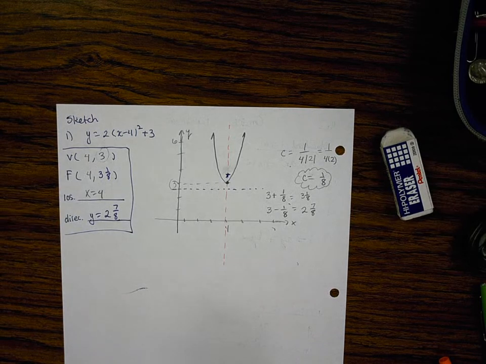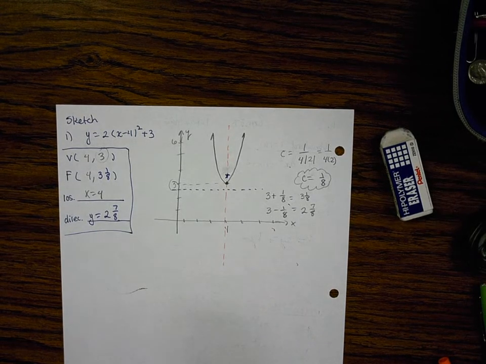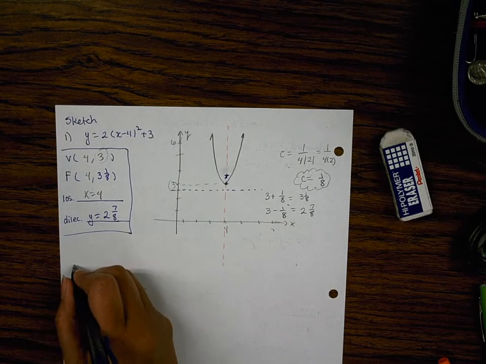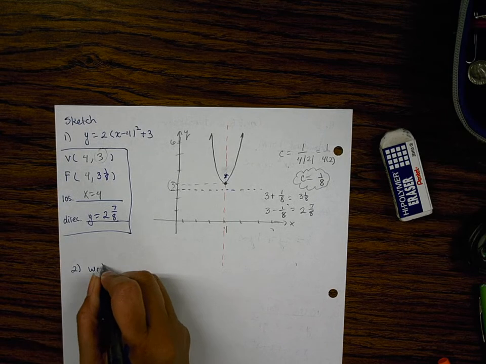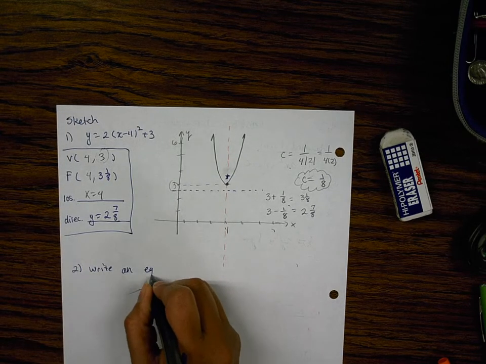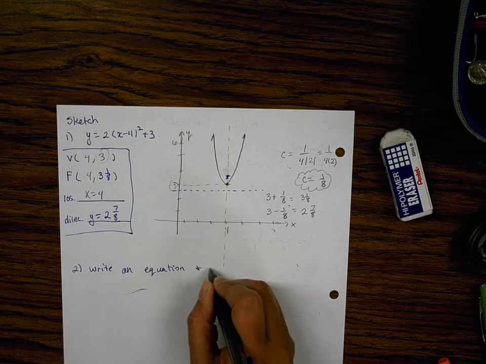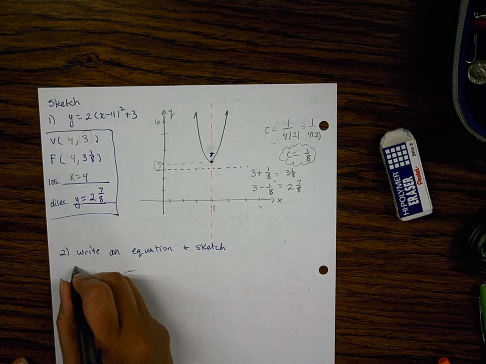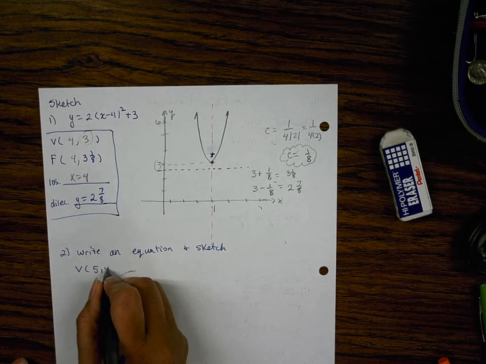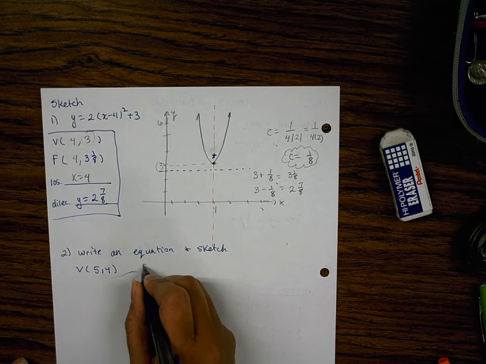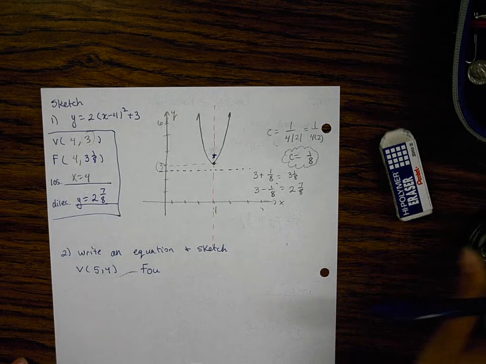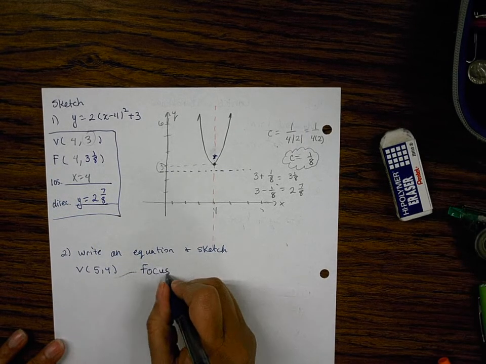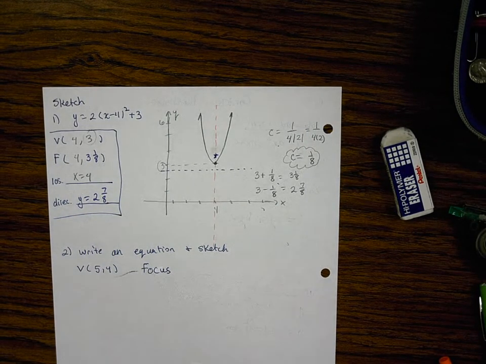Okay, next piece we're going to do is working backwards. Write an equation and sketch. Okay, I'm going to give you information. We're going to work backwards. V for vertex is 5 comma 4, and your focus is 2 comma 4.